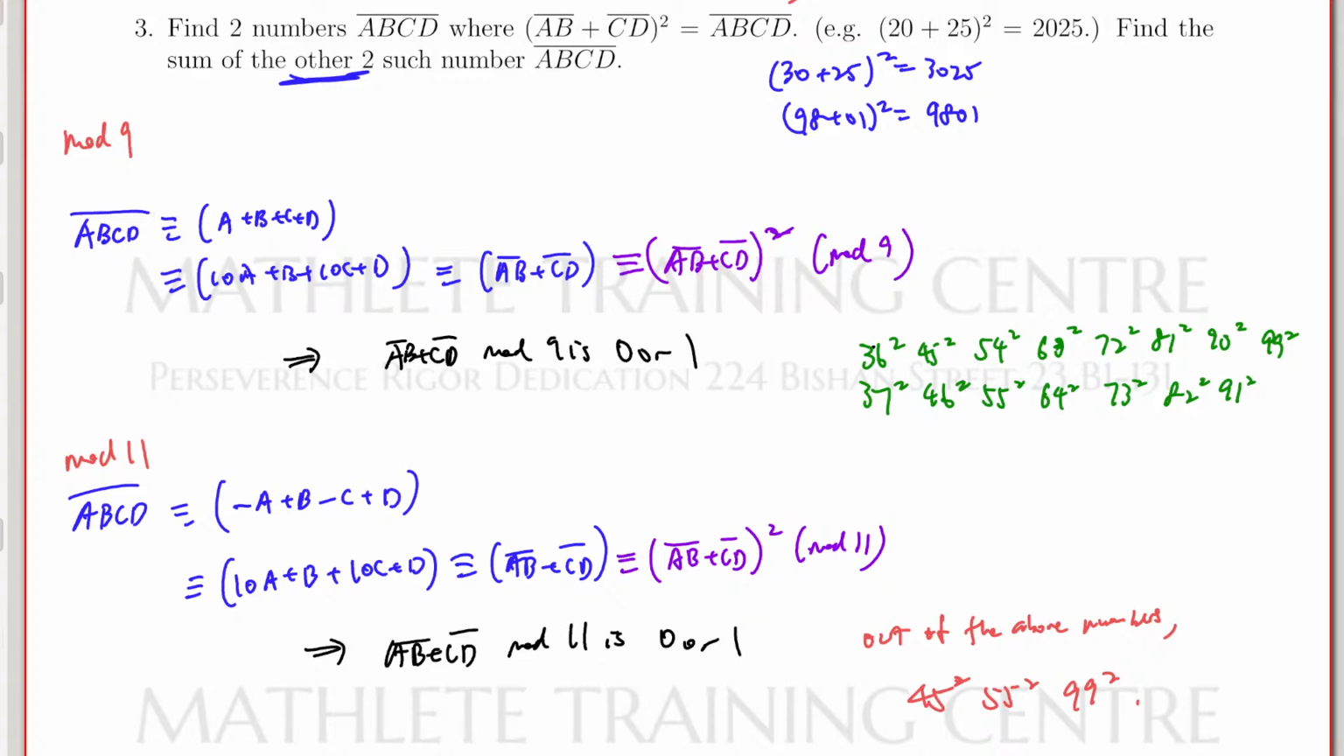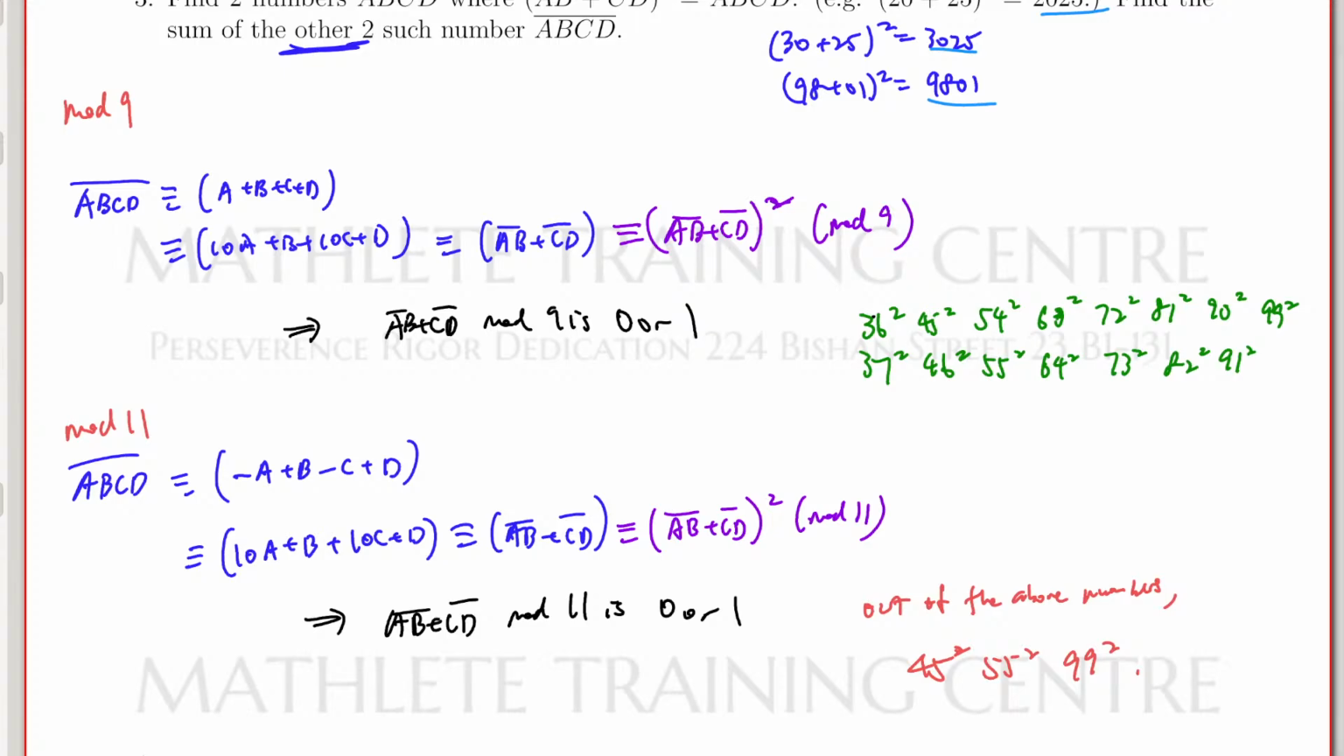Right? That's why we can see that 45 squared is one of them. The other two will be equal to 55 squared and 99 squared. So therefore, the answer for this question is 3025 plus 9801, and you should get the answer of 12826. It is not an easy question to do. Definitely one of the most difficult questions in the worksheet.